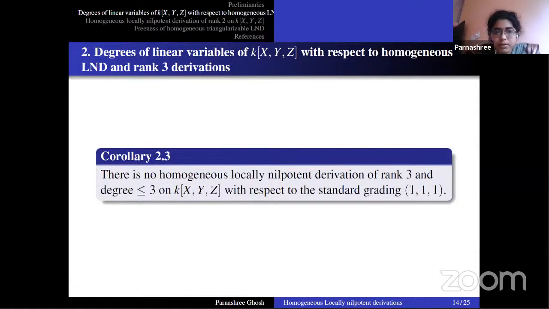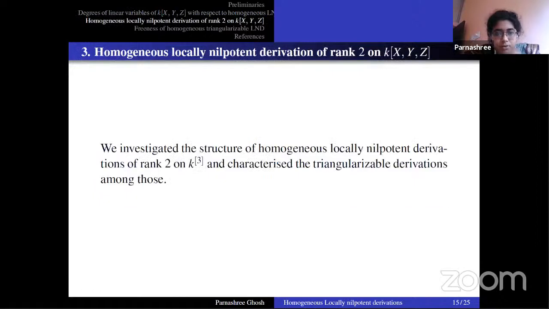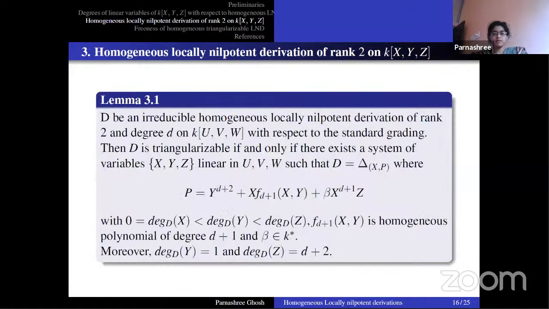So next I am proceeding to the rank 2 homogeneous locally nilpotent derivations. We have studied the rank 2 homogeneous locally nilpotent derivations, and we could characterize the triangularizable derivations among those. So let me show the characterization.